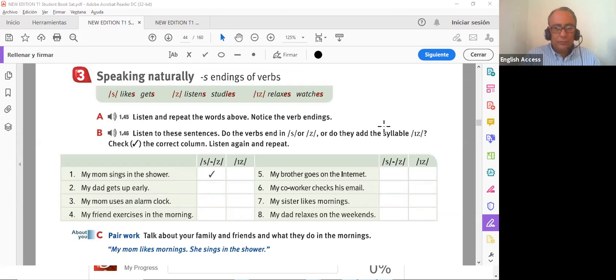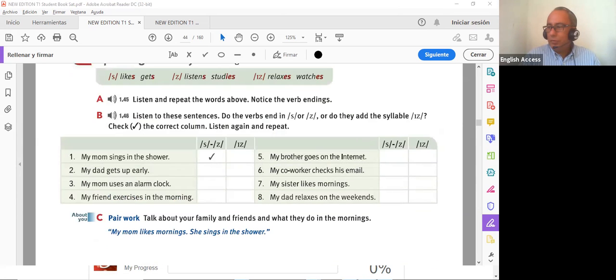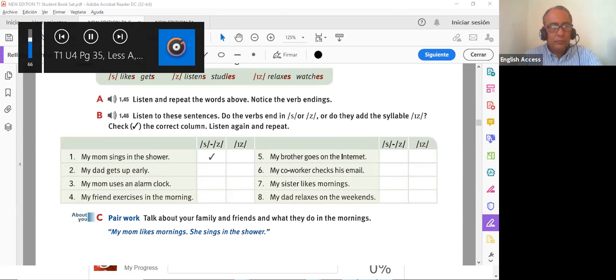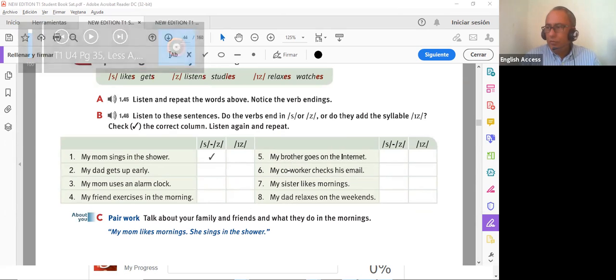Page 37. Grammar. No. Page 36. No. Page 36. Lesson. Page 35. Speaking naturally. Okay, can you hear the sound? Can you hear the track? S endings of verbs. B. Can you listen to that, Fatima? Okay, thank you. Thank you, Pacheco.